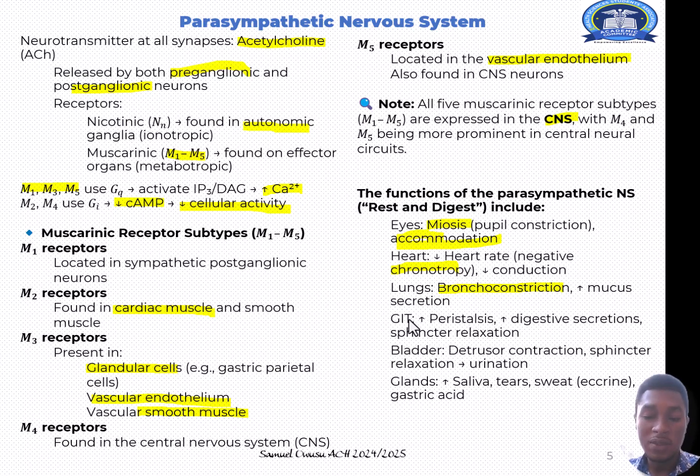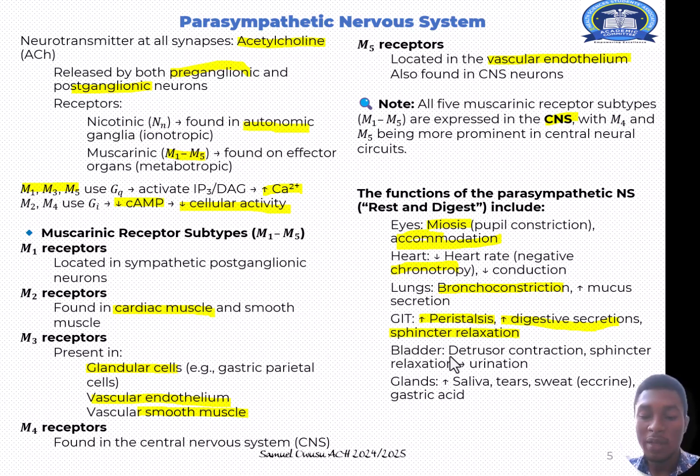And then we have the gastrointestinal system. The contraction of the smooth muscles that line the gastrointestinal system is enhanced, and so there is increased peristalsis. There is increased GI secretion because the glands are there, and the sphincter, which is the esophageal sphincter, would relax to enable food to pass down the GI tract.